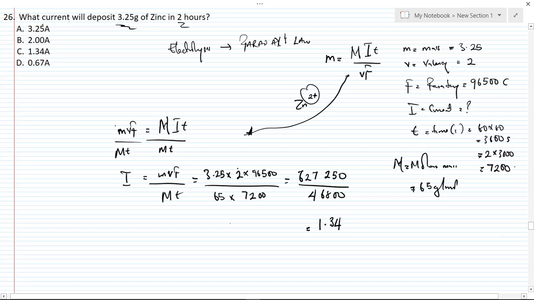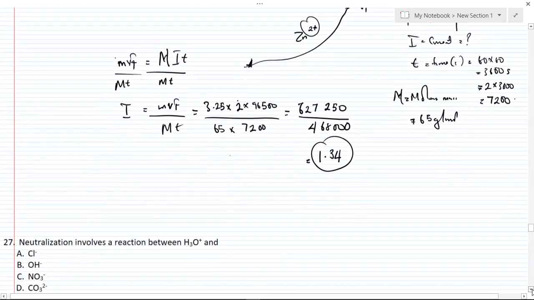I think there's something wrong with the calculation, just to double check. 65 times 7,200. Yeah, an extra zero is missing. So this is our answer. Upon comparing it with the options given, it's definitely not A, neither is it B, neither is it D, but C. So option C is the correct answer.